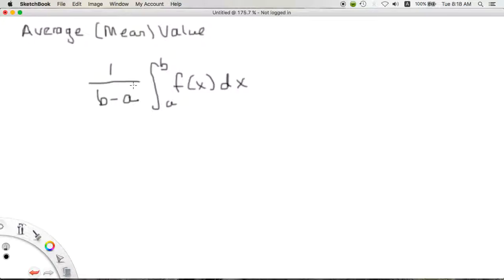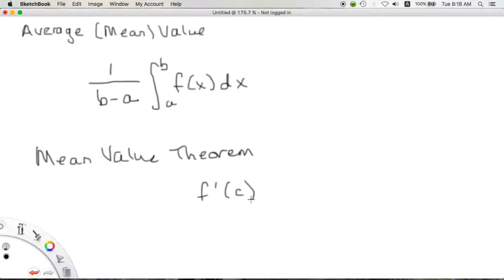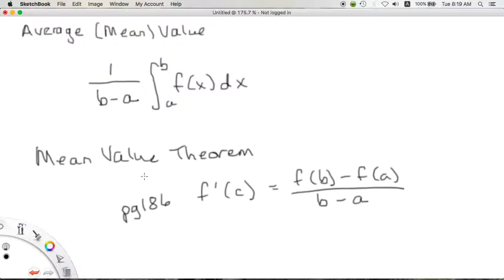Now, this leads us to the mean value theorem. And remember, we had a mean value theorem for derivatives, and that was on page 186, where we said that there had to be a place where the derivative was equal to the slope of the secant line. The slope of the tangent had to be equal to the slope of the secant line at some place if f of x was continuous and differentiable. That was for derivatives. But for integrals, we also have an average value, mean value function.